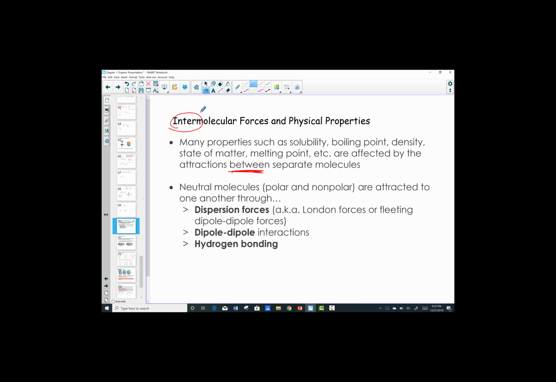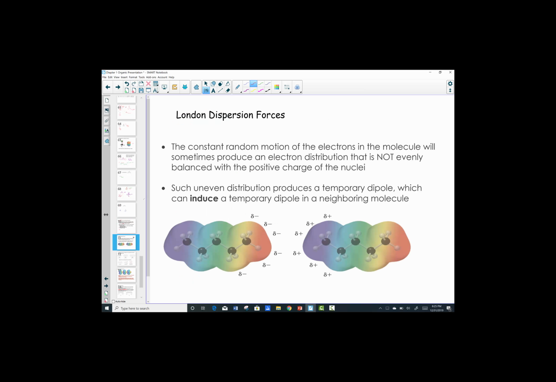Intermolecular forces are attractions between compounds, between two molecules. Remember, neutral molecules, being polar and nonpolar, are attracted to one another. And we have three different types of intermolecular forces, which I'm going to abbreviate as IMF. The first is dispersion, the second is dipole-dipole, and the third is hydrogen bonding. Let's review what each one of those IMFs talks about.